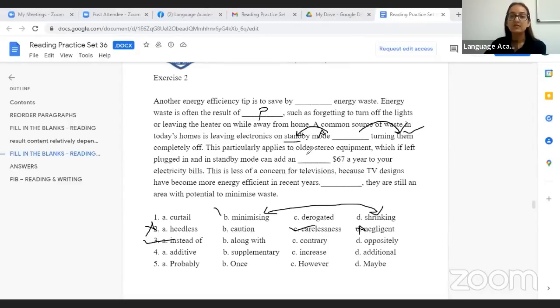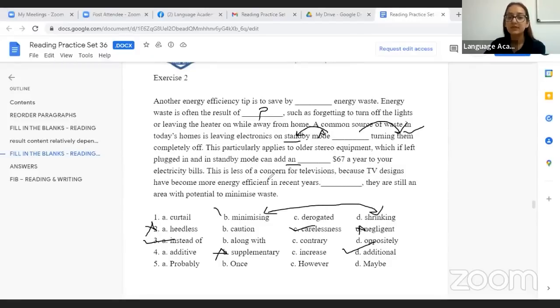This particularly applies to older stereo equipment, which if left plugged in and in standby mode can add an dash $67 a year. So with "an", something with a vowel will come, so we can eliminate supplementary. So can we say can add an additive $67 and increase? We need "of", an increase of $67, but we don't have the "of" here. So we can go with can add an additional $67 because we don't need anything else with additional. A year to your electricity bills.